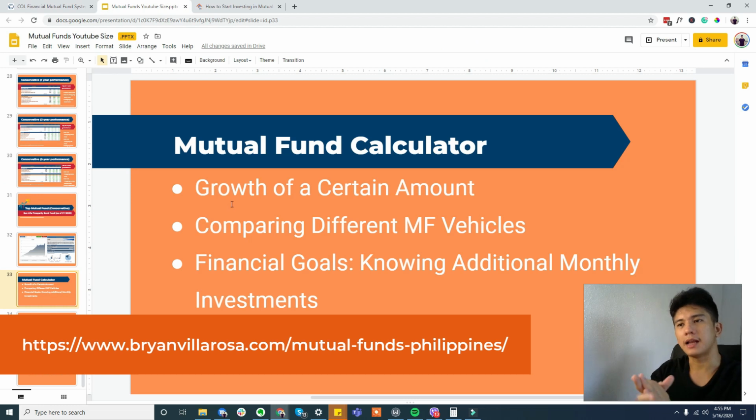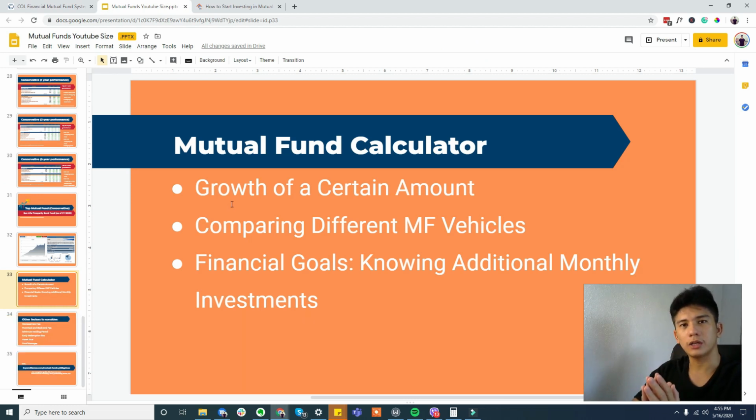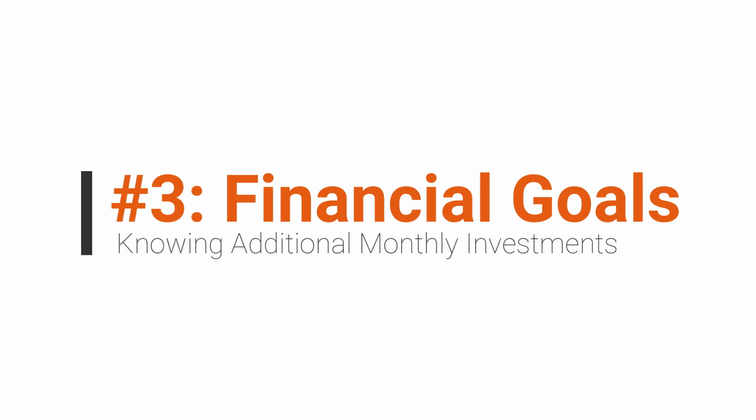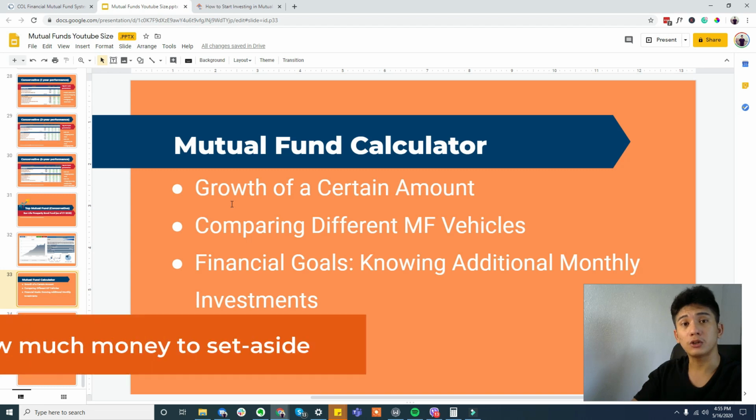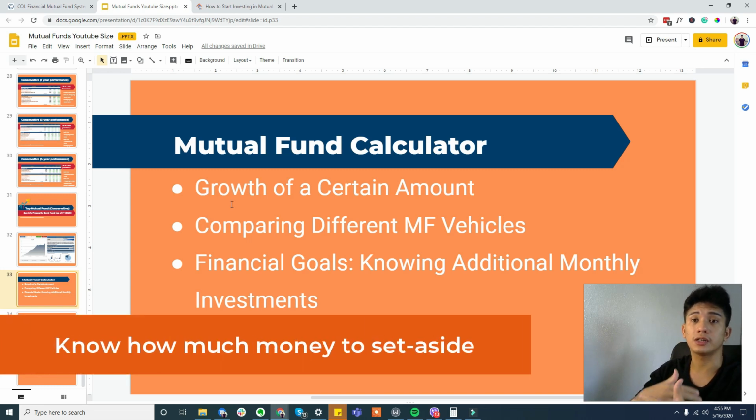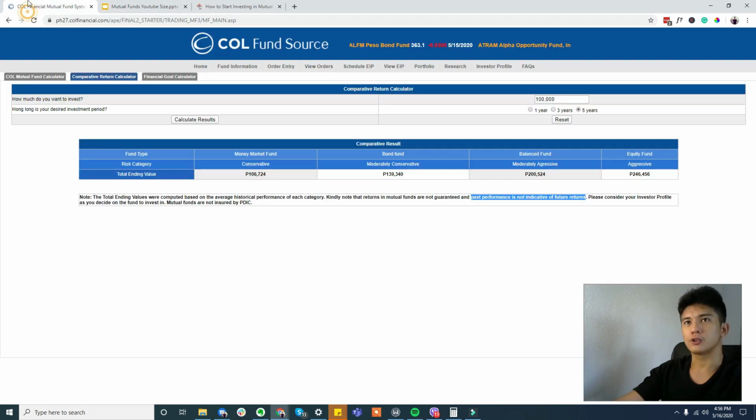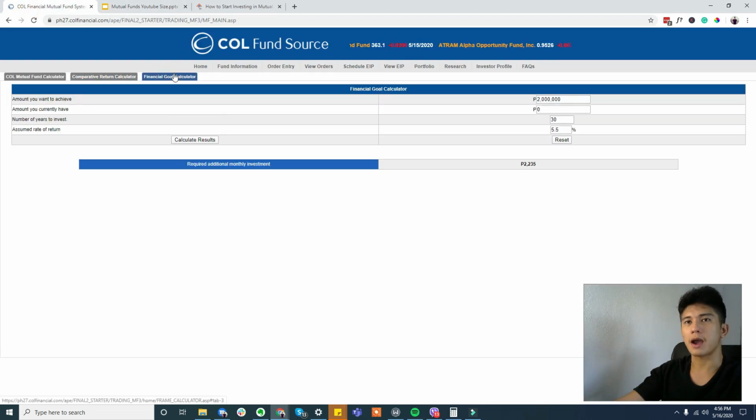And the last purpose that a calculator can help is the financial goals. Knowing additional monthly investments, you can determine how much money you should set aside to achieve a certain milestone, to achieve a certain amount for your life goals. So here at the third tab, amount you want to achieve. So let's say I already placed 2 million for your retirement.